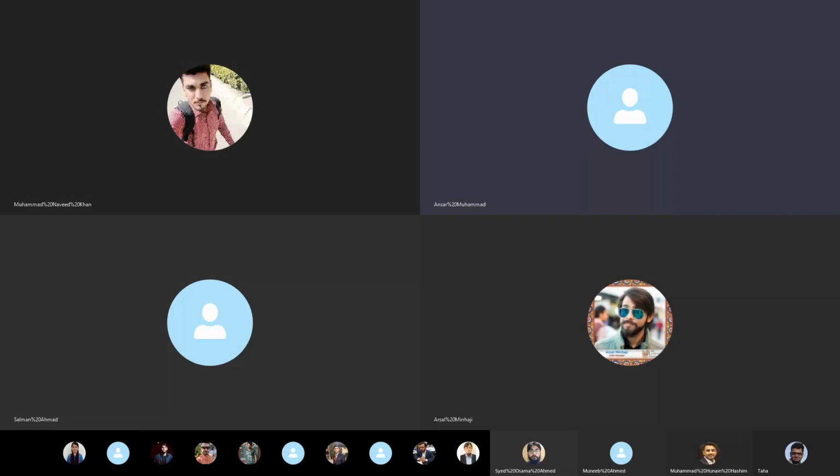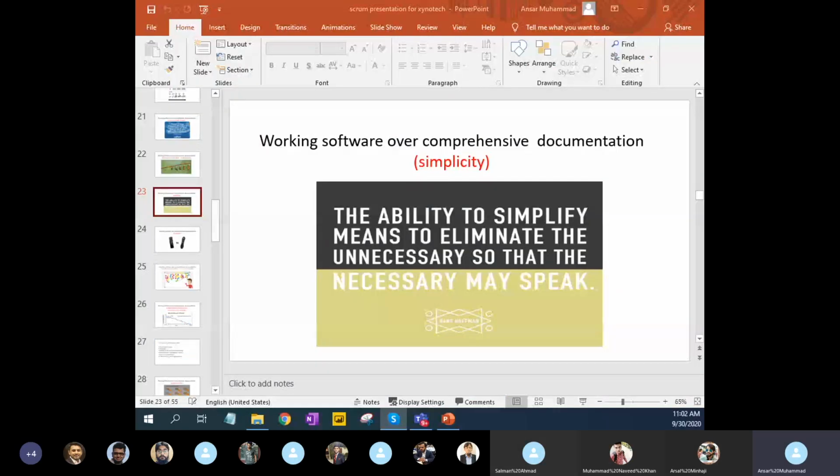Today, we will continue with the second point of the manifesto, which is working software over comprehensive documentation.